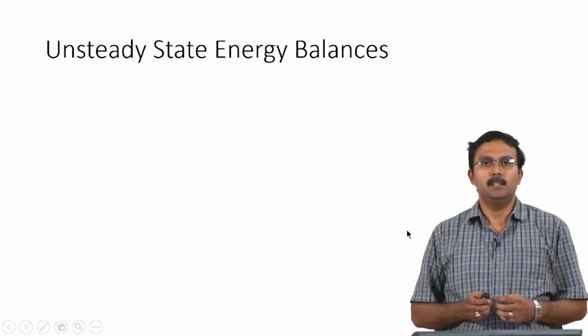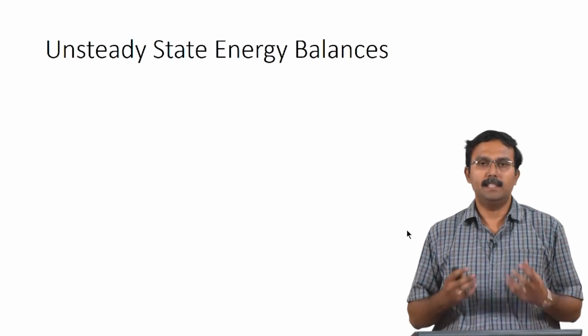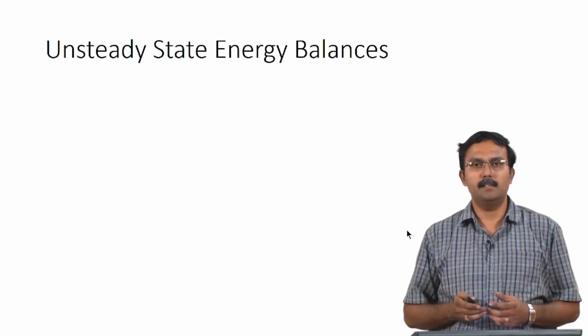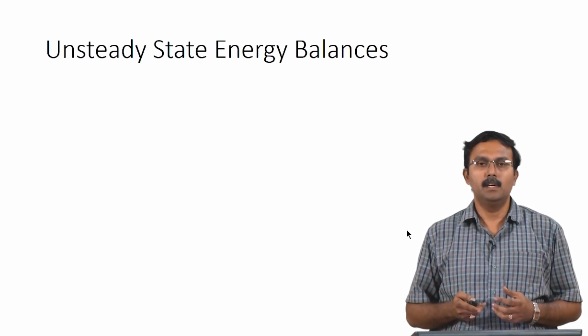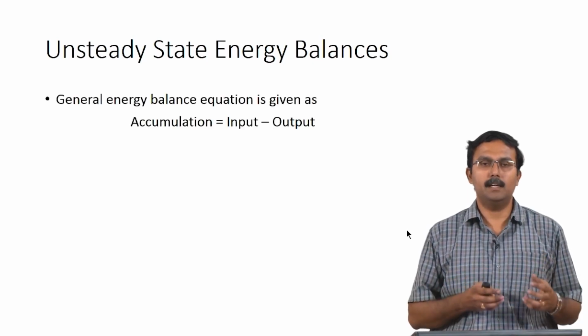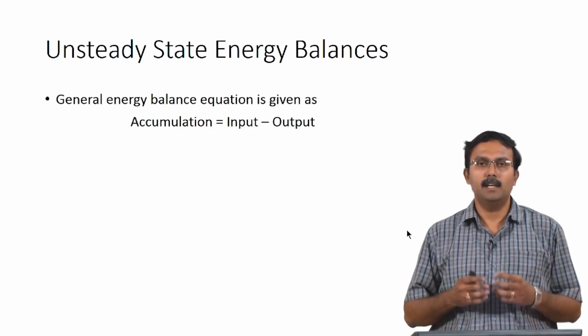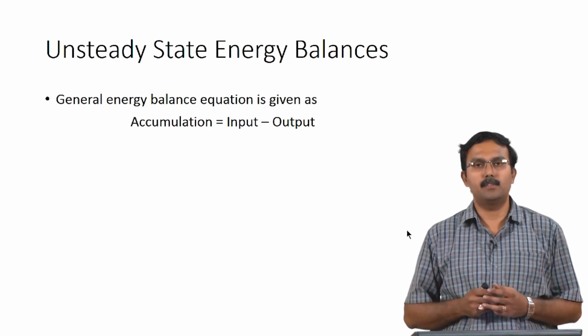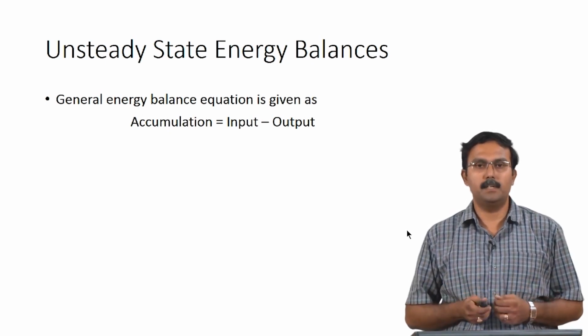Hello everybody, welcome back to the last topic and last lecture for the NPTEL course on material and energy balances. In the last lecture we talked about unsteady state material balances. Today we will talk about unsteady state energy balances. So let us go back to the general balance equation for energy balances. The general balance equation would be given as input minus output equals accumulation. As energy can neither be created nor be destroyed, we would not have the generation and consumption terms.